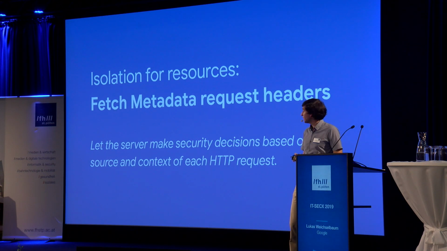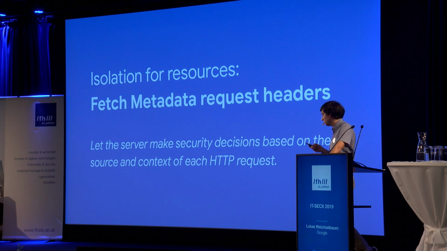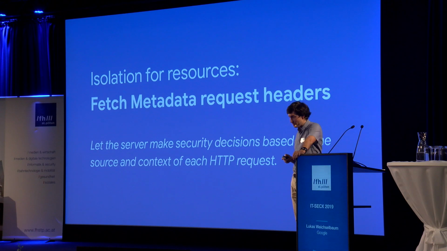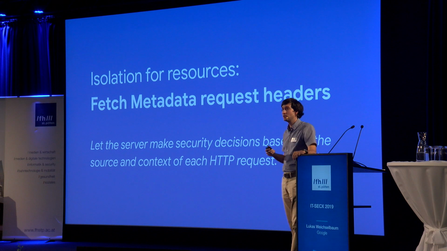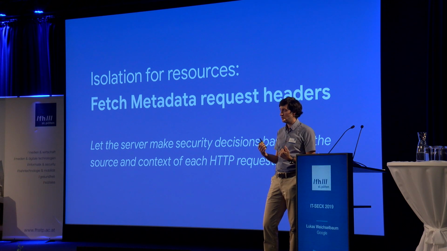So the first mechanism in that category, to protect resources, is fetch metadata request headers. Anyone heard about this? Amazing. One person, amazing, yes. So I really love this idea, and I'm really curious what you think about it, because it's actually simple, but makes a lot of sense in my opinion. The TLDR is, it helps the server to make a decision if a request comes from a cross-origin context or not. And by that, you can basically prevent an entire class of vulnerabilities.